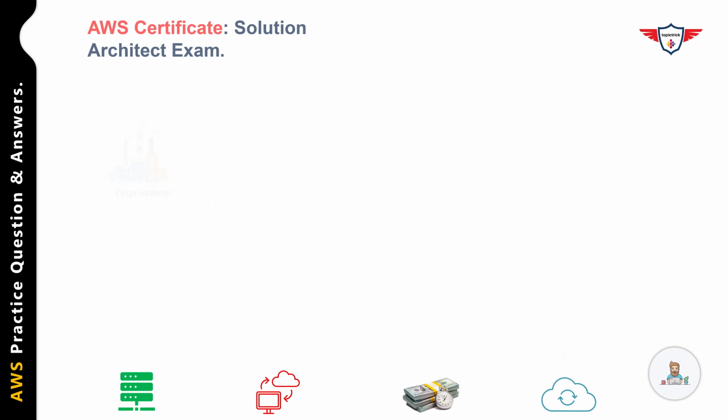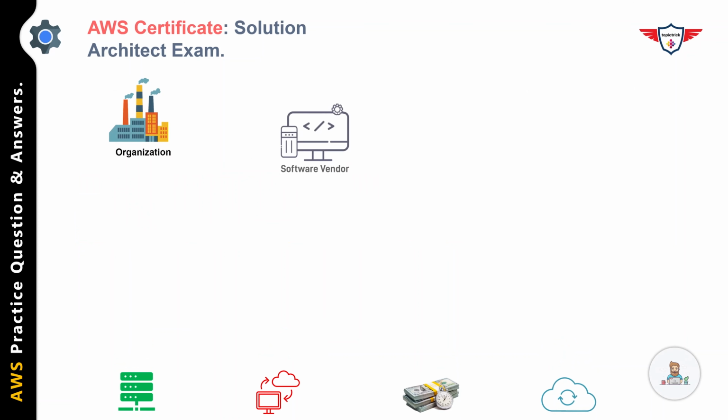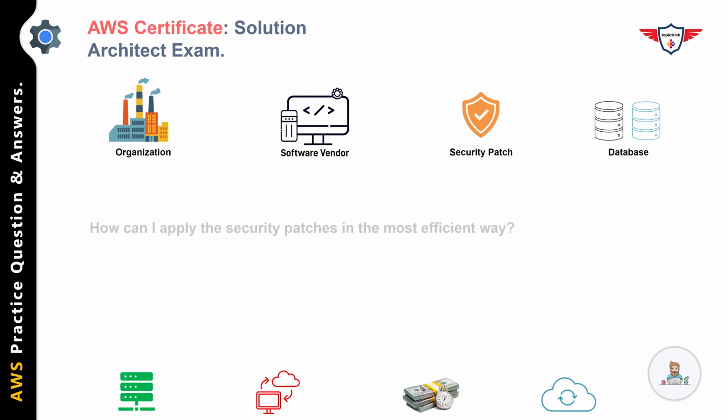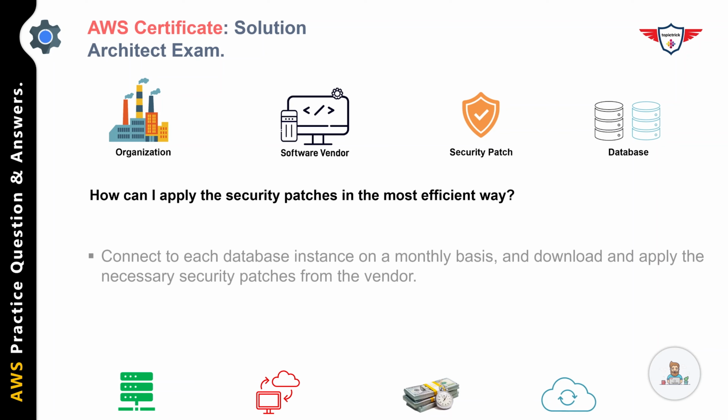An organization has installed several relational databases on Amazon EC2 instances. Each month, the database software vendor releases additional security patches for the database. How can I apply the security patch in the most efficient way?